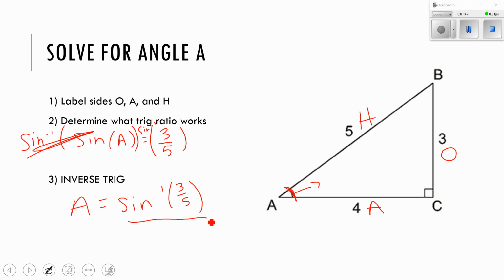And now this is something you can type in your calculator. If you're using the Inspire, you still hit the trig button. Go to sine^-1 of 3 divided by 5. And A would equal 36.8 degrees.